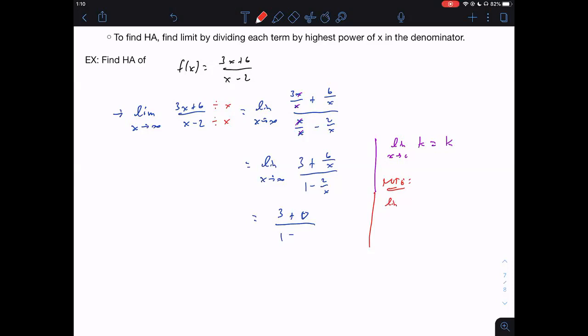I believe I mentioned this in the chapter 2 videos as well. We say the limit as x goes to infinity of a over x to the n, where a is a constant, is equal to 0, for any constant a and positive integer n.